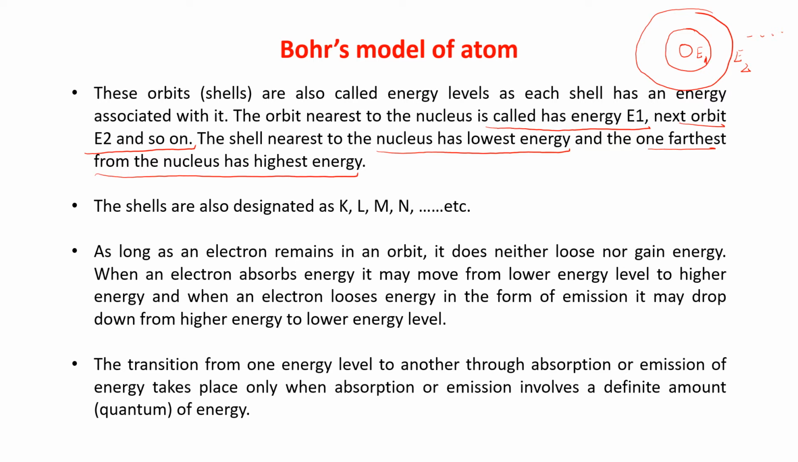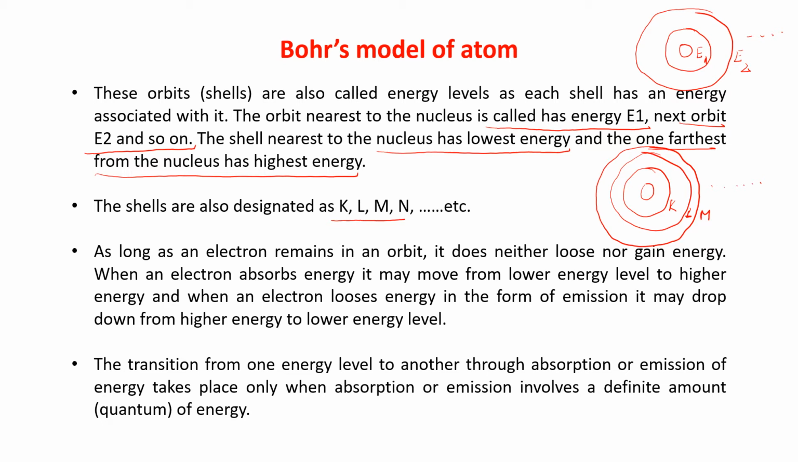Next, the shells are also designated as K, L, M, N. That means suppose this is the nucleus, this is one shell, this is second shell, and this is third shell. This first shell is known as K, the second one is known as L, and the third one is known as M, the fourth one is N, like that.